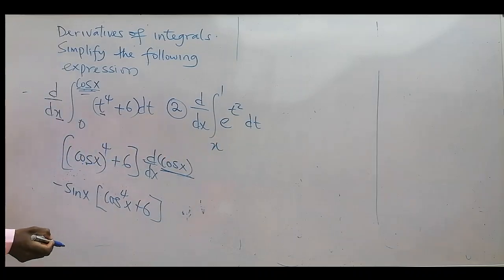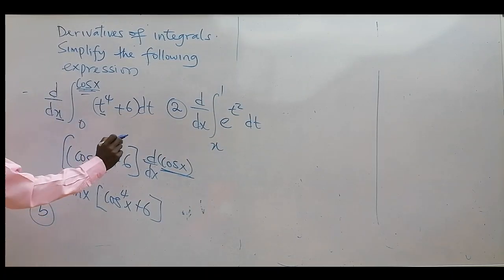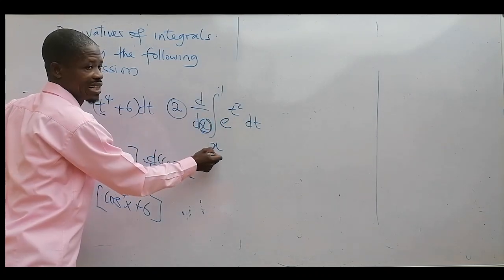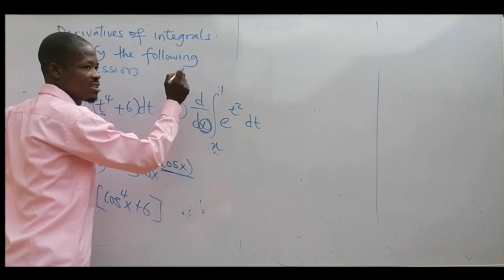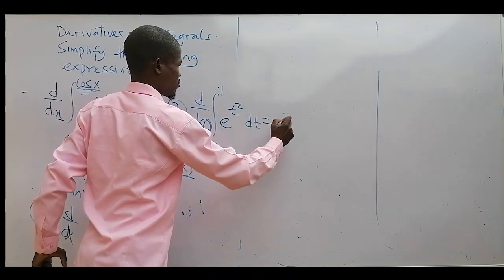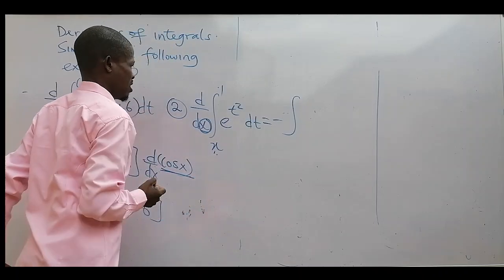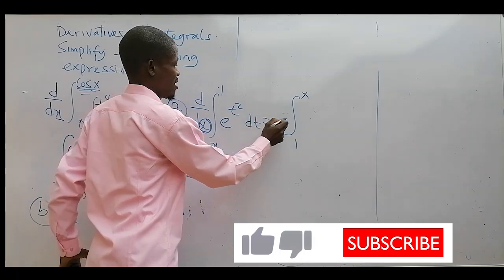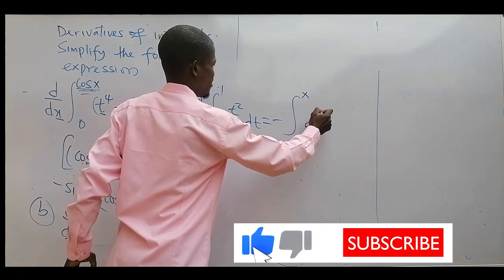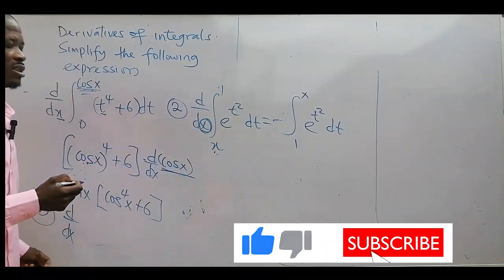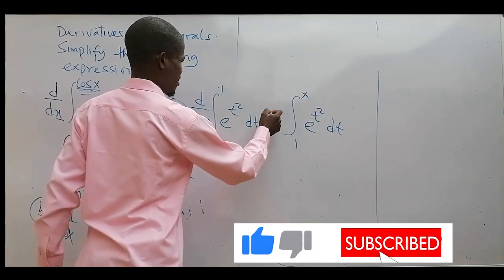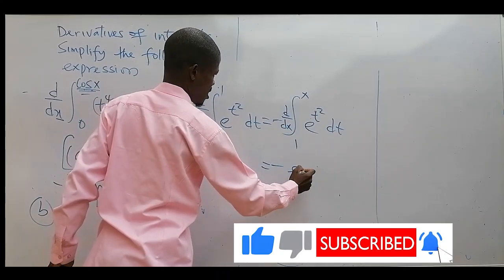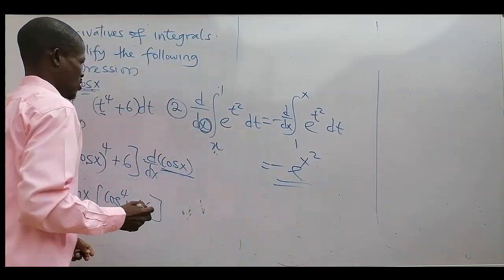For the second one, the first thing we are going to do is notice that the variable here and the variable here are not the same. That variable is at the bottom, so we're going to make it obey the law. This will be equal to minus the integral, and change that limit. By the time you do that, the minus will come in, and then it's e to power t squared dt. After that, you can do your direct substitutions. So don't forget your dx. And that will be equal to minus e to power x squared. And that's that for this case.